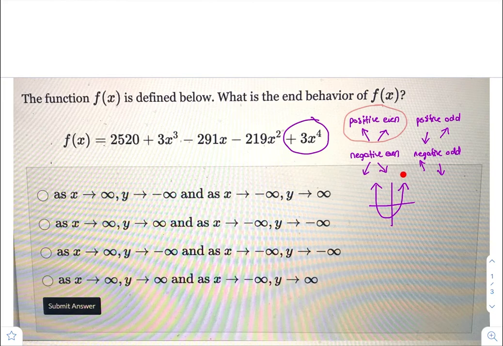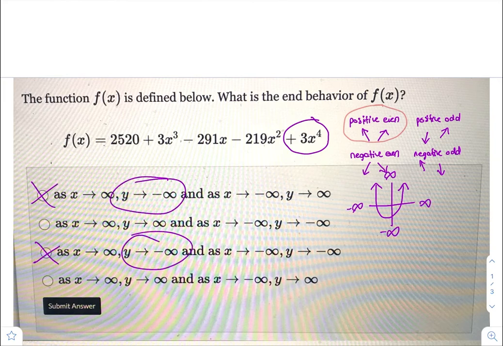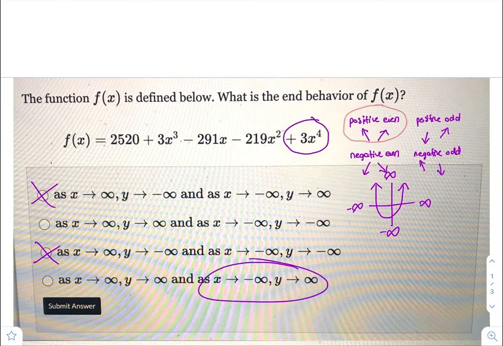So, as x approaches infinity, y is approaching infinity, so we can eliminate this one, and you can eliminate that one. Because that's the one where it says y is approaching negative infinity, which is false. Now, let's see what happens when x approaches negative infinity. As x approaches negative infinity, which means going to the left, y, or f of x, is going up. So which one demonstrates that? That is this one right here. Can't be this one, because that says y is approaching negative infinity when it's going up.